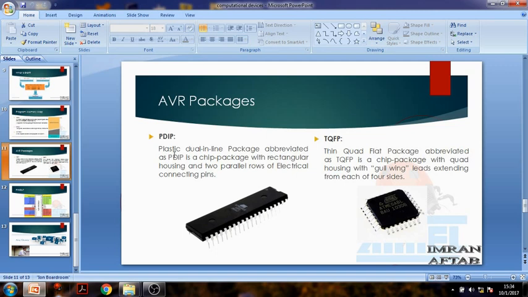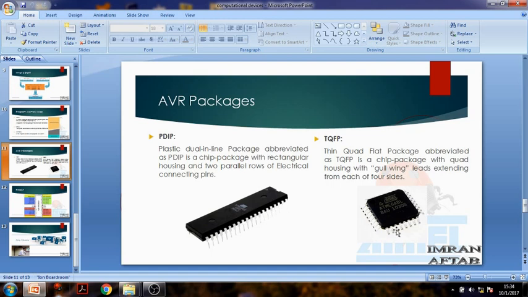PDIP means plastic dual inline package. In that one, you have pins on two sides only, not all the sides. And in the TQFP, we have pins on all sides. That means quad. Its full form is thin quad flat package. So it has four-sided pins.